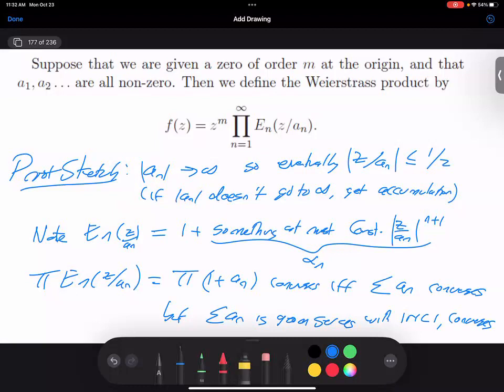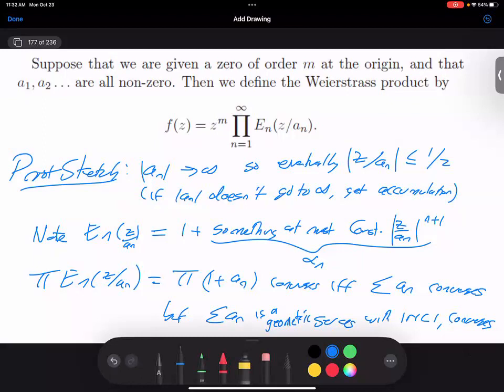Yes? Sorry, I just can't tell what the last one says. So the sum of the alpha n is a geometric series with ratio less than 1. And so if it's a geometric series with ratio less than 1, it has to converge.